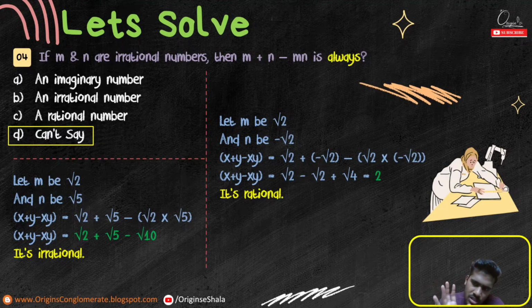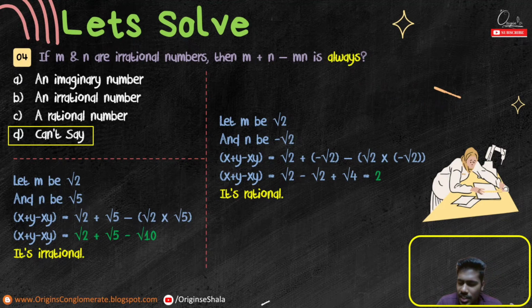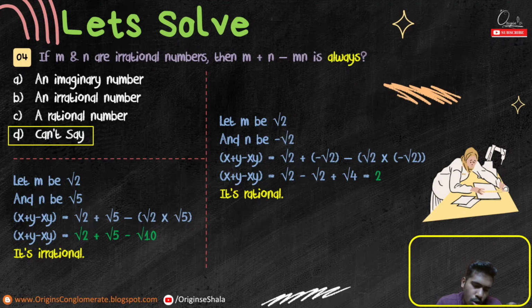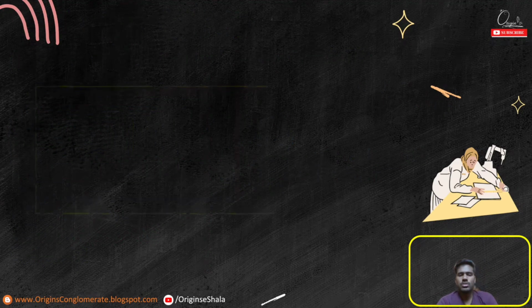This example is just basic for showing you that you should not stop after just one example. You should take different criteria. Many of you might not have thought about taking a negative root value. That's why I specifically chose this question. Moving on to the next question.